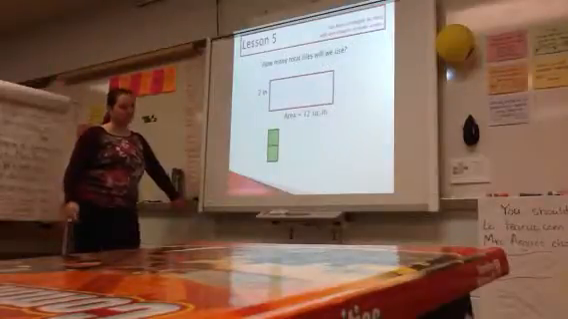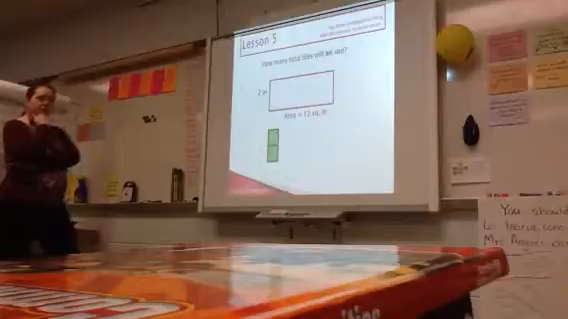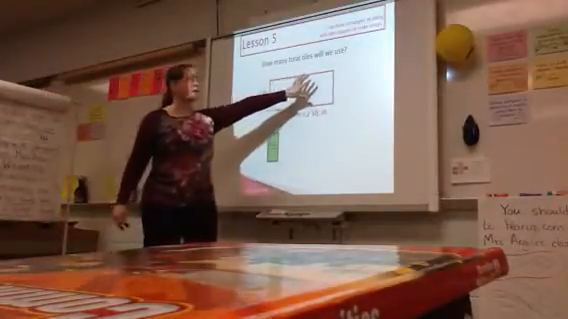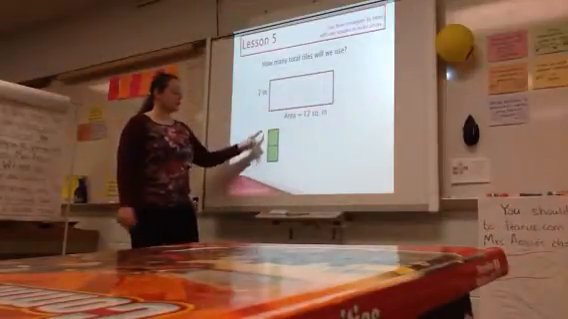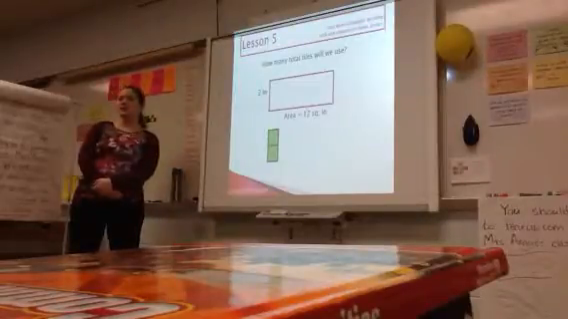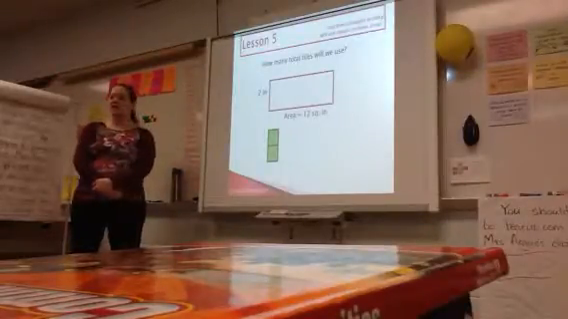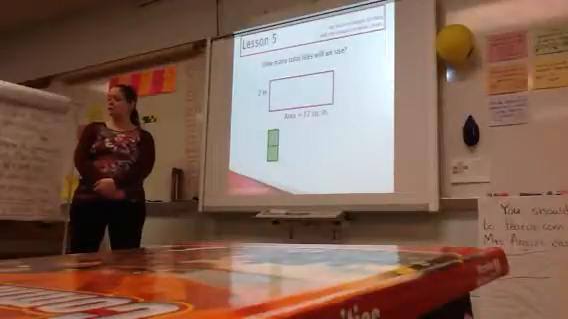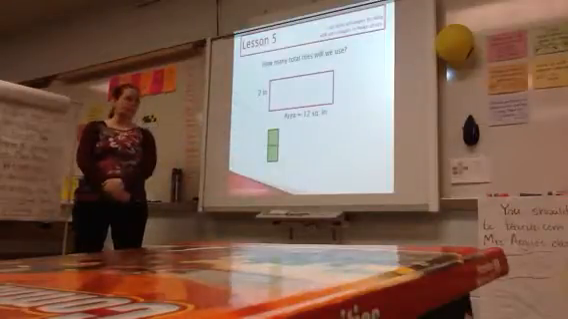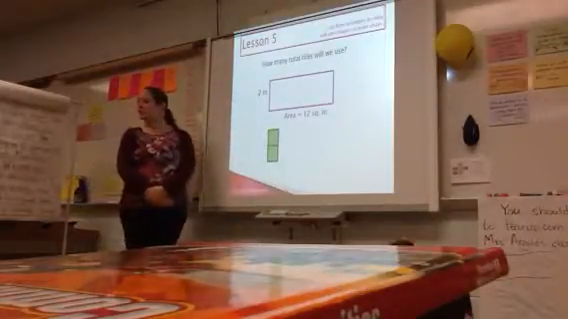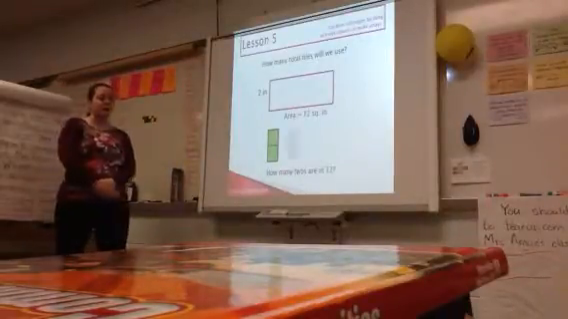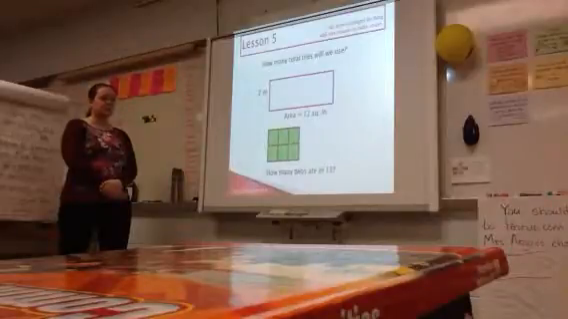How many total tiles would we use if the area is 12 square inches? We know that this area is 12 square inches. We know that this side is 2. There's going to be 2 rows. What size should the rows be? I need to make 12 square inches. It says there's 2 rows right here. But how many are in each row? Carol? 6. 6 plus 6 equals 12. How many 2s are there in 12? There's 6. So we're going to stick them together.